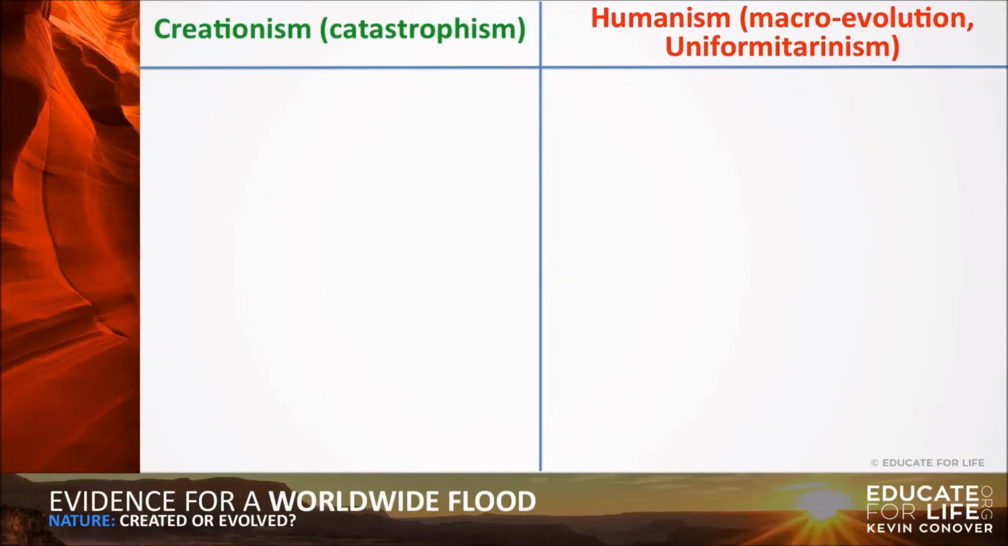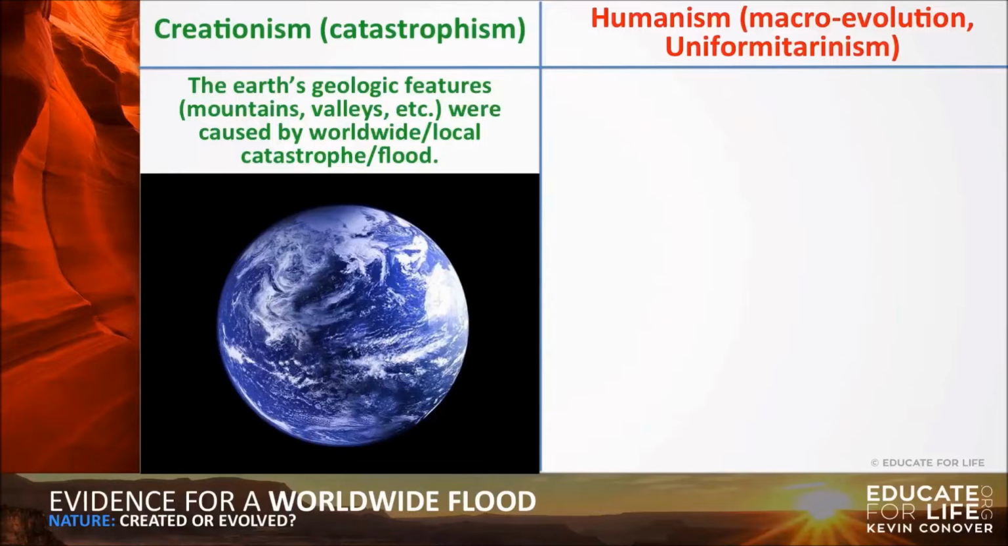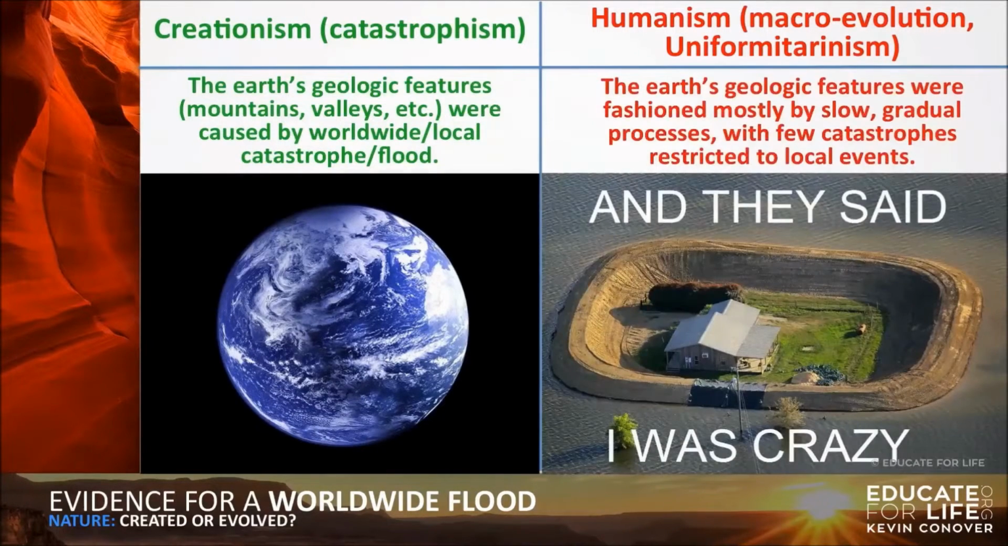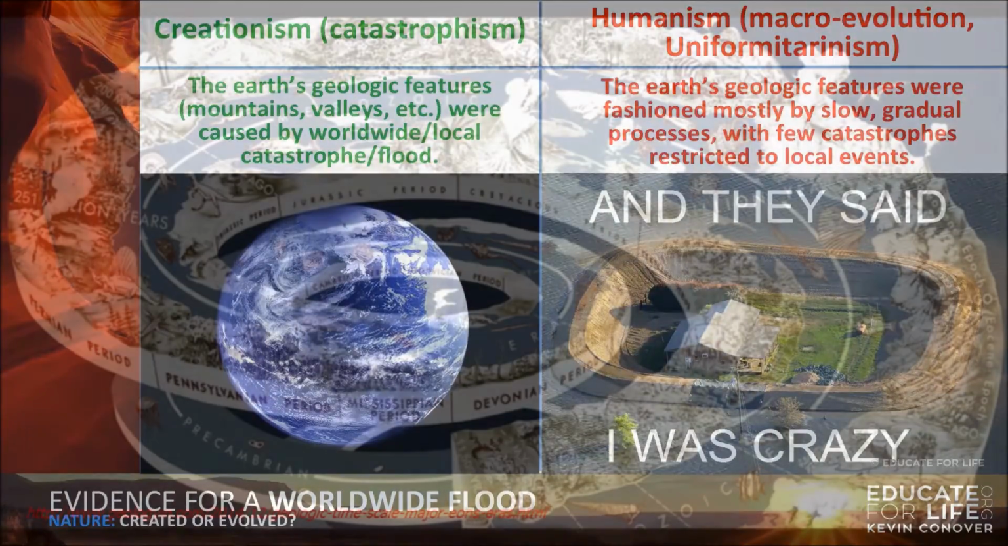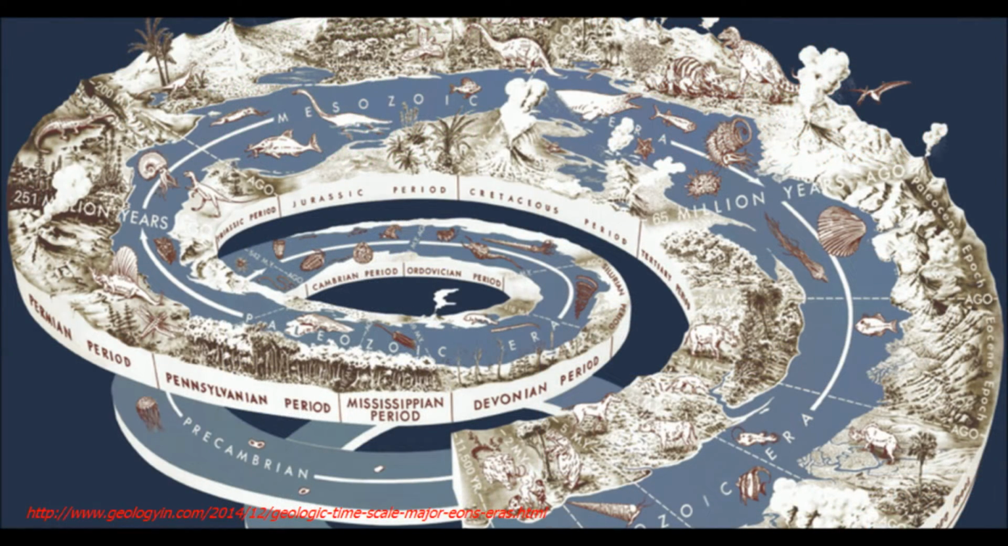Creationism, also known as catastrophism, teaches that the Earth's geologic features were caused by a worldwide flood and then small local catastrophes after the worldwide flood. Humanism, or uniformitarianism, teaches that the Earth's geologic features were fashioned mostly by slow, gradual processes with a few catastrophes restricted to local events. No worldwide flood, and this took millions and millions and billions of years. And as we will see, that's exactly what the evidence shows.